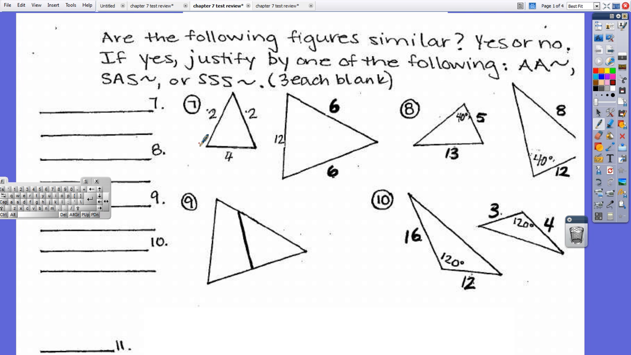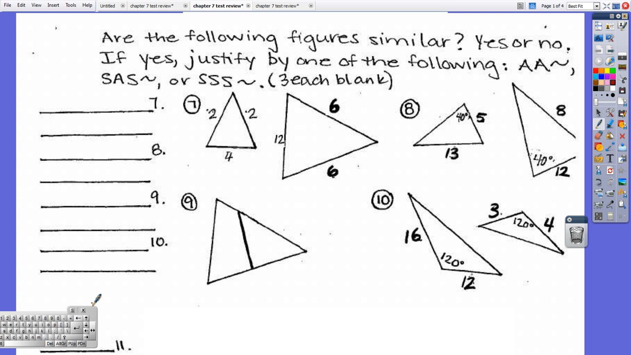Okay, and here we have questions 7 through 10. Are the following figures similar? Yes or no? If yes, justify by one of the following: angle, angle, side, or side, side. Okay, now this should look familiar. We had this on the worksheet.